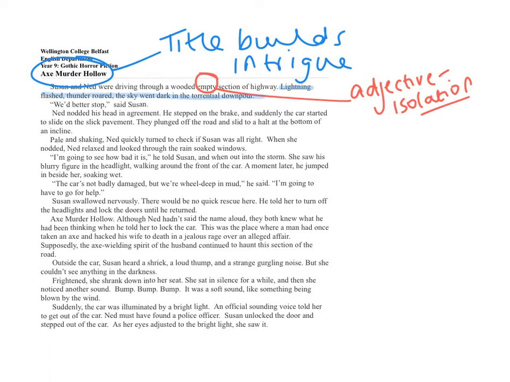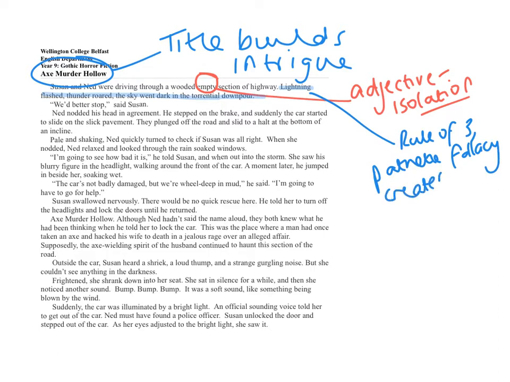As we read on then, we read that lightning flashed, thunder roared, and the sky went dark in the torrential downpour. And if you know your language features well, you'll know that this is rule of three. We have three parts to this description: the lightning, the thunder, and the sky. And all of those things use weather to create an ominous atmosphere. And when the weather is used in that way, you might remember this from A Christmas Carol, it's called pathetic fallacy.